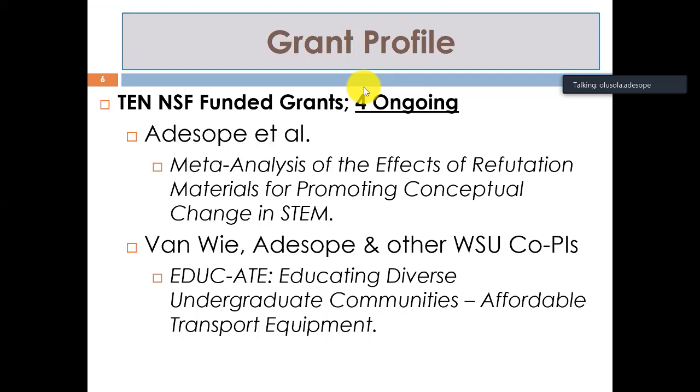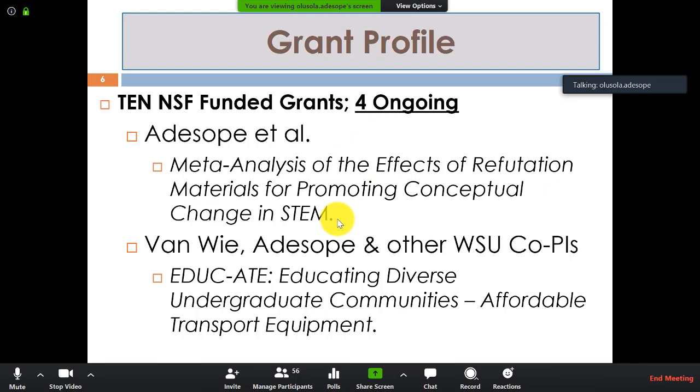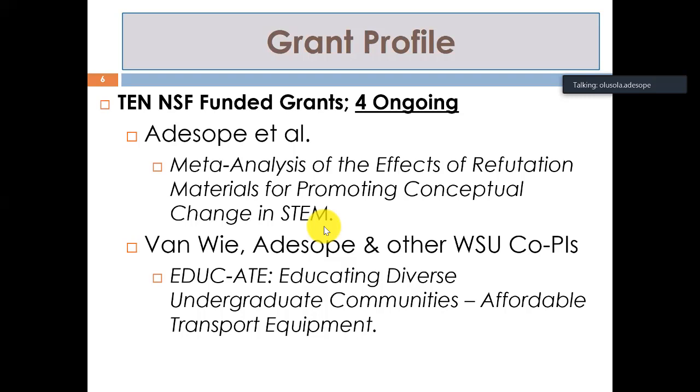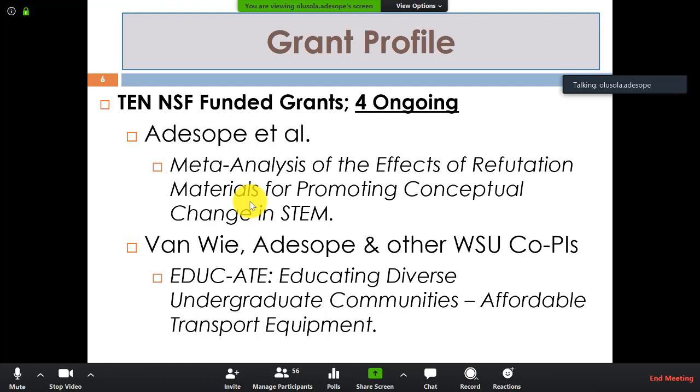12 to 15 months or so: a meta-analysis of the effect of refutational materials for promoting conceptual change in STEM. Conceptual change is huge. People have misconceptions, and those misconceptions are actually very formidable, depending on the source and the nature of those misconceptions. So we wanted to do a meta-analysis of one instructional strategy, refutational pedagogy, to help advance or foster or promote conceptual change in STEM education.